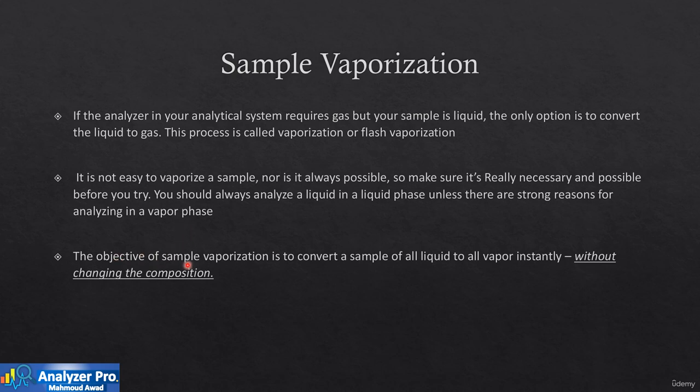The objective of sample vaporization is to convert a sample of all liquid to all vapor instantly, without changing the composition. The important word in this definition is instantly, meaning that the sample is instantly transformed from all liquid to all gas without passing through the mixed phase region of the previous curve. If this is done properly, sample composition is not changed in this phase transformation process.